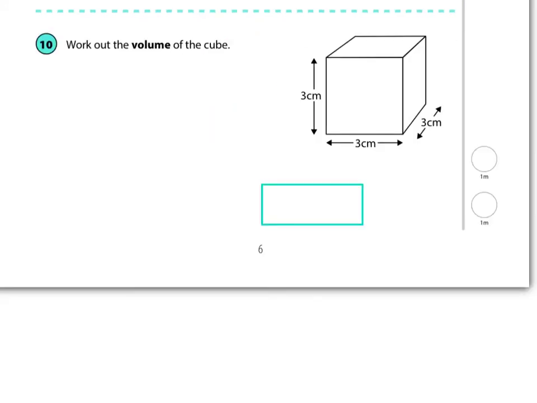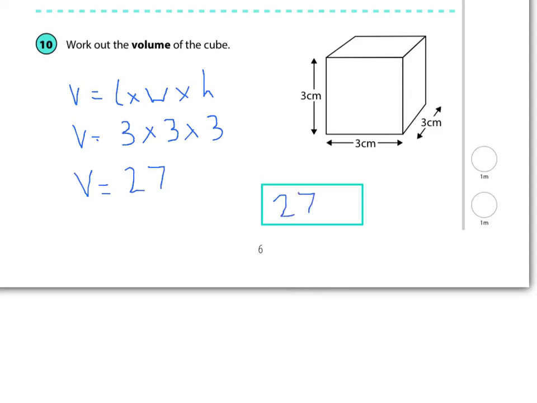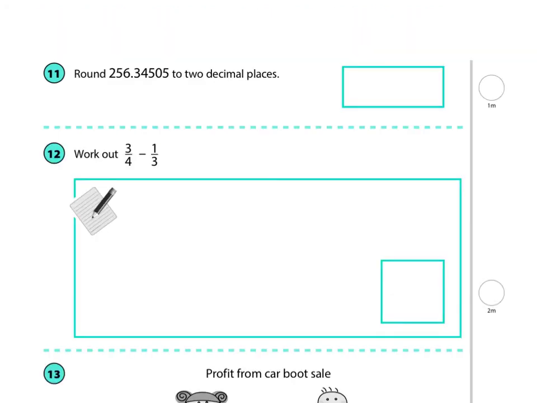Question 10. Work out the volume of the cube. Well, the volume formula for a cube and cuboid is length times width times height. So if we take those measurements, it will be 3 by 3 by 3. And 3 times 3 is 9. 9 times the final 3 is 27. And don't forget the units, because the units will give us that extra mark, and it is centimetres cubed for volume.